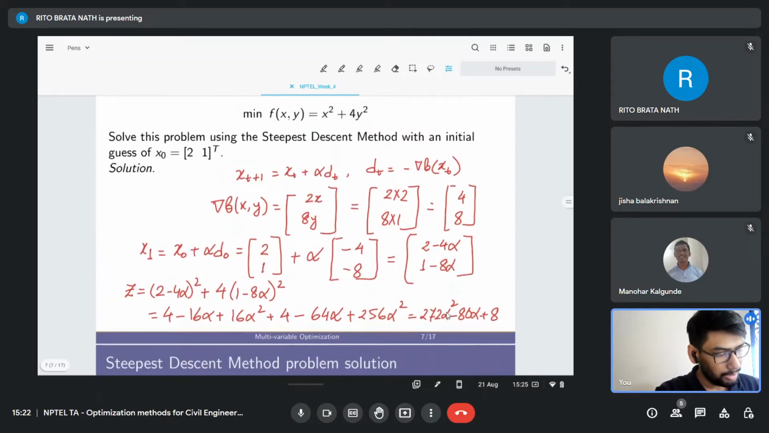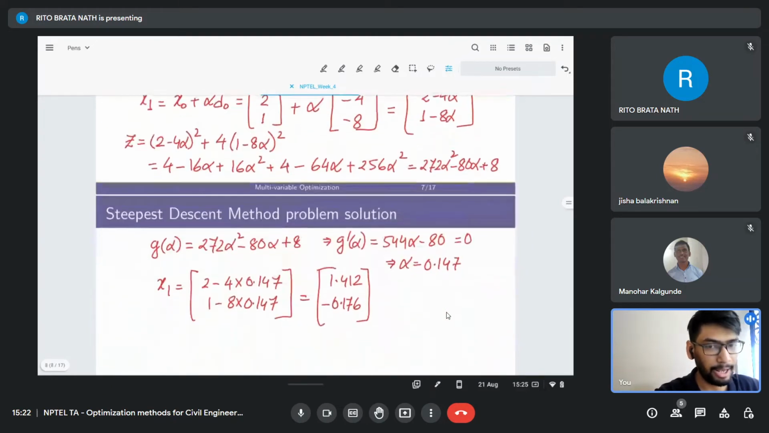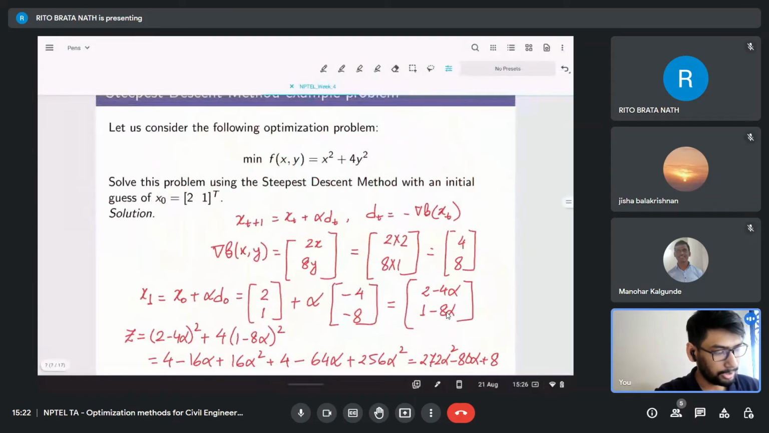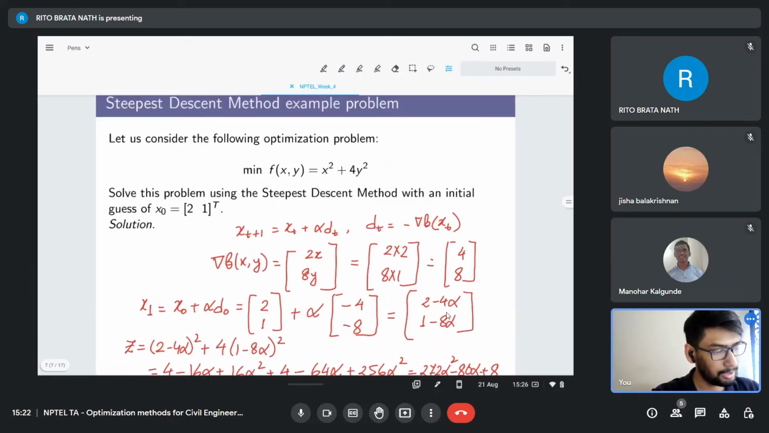Next, you can plug these values into the gradient expression and you can see that it doesn't vanish. So you have to go for another iteration using the steepest descent method, where your d2 will be calculated using the updated value of the gradient. So you can't get your solution in one step. You probably have to go for some more iterations, and you can guess that in this case your solution will be at 0, 0 because this is an unconstrained optimization problem, and since these are sum of squares terms, it will be at 0, 0.